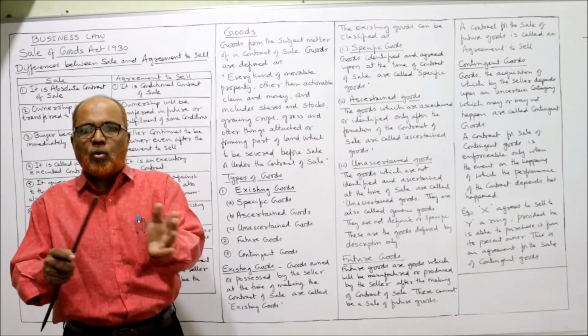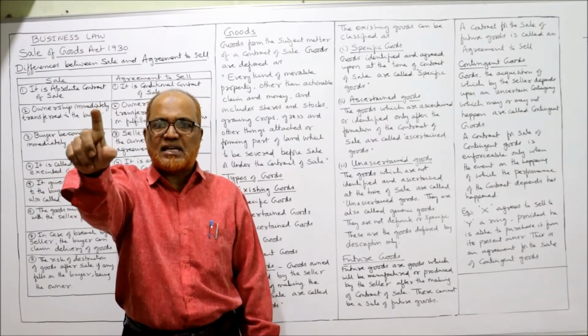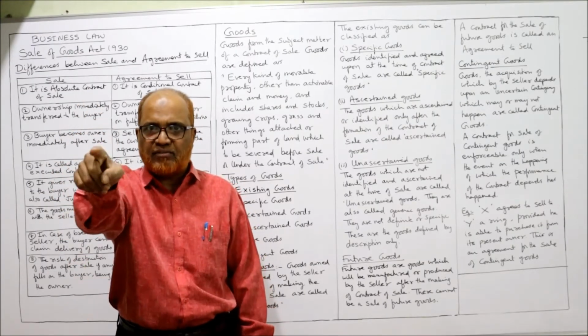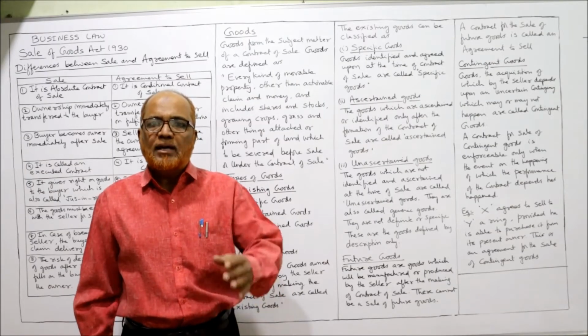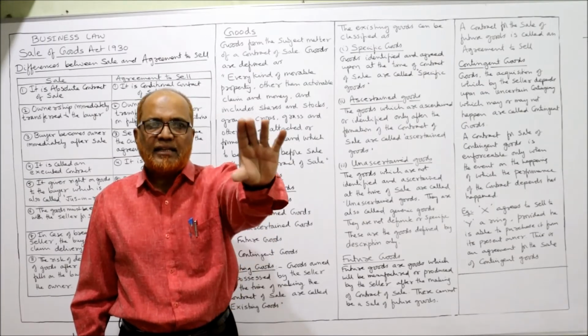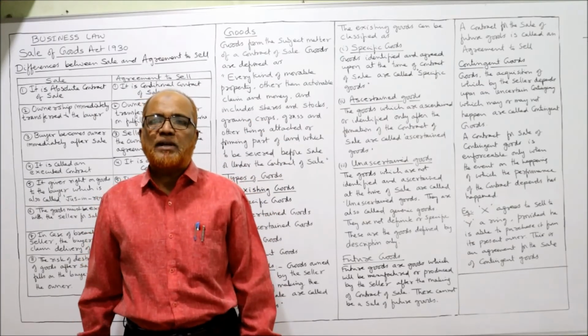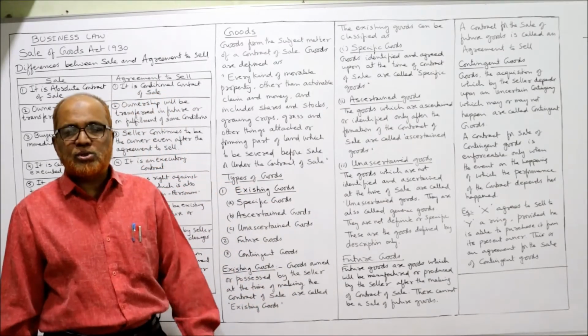Example, Mr. A goes to an electronic shop. He has decided and identified that this television I want to purchase. That means it's a specific good, because the buyer and seller have identified and defined that this is the item I want to purchase. It's a specific good.